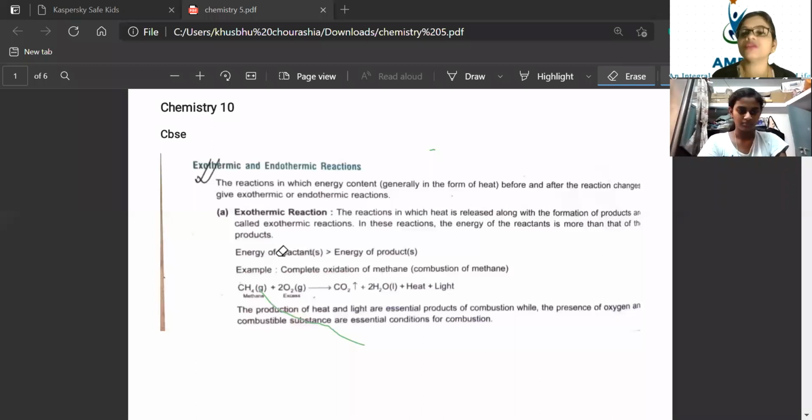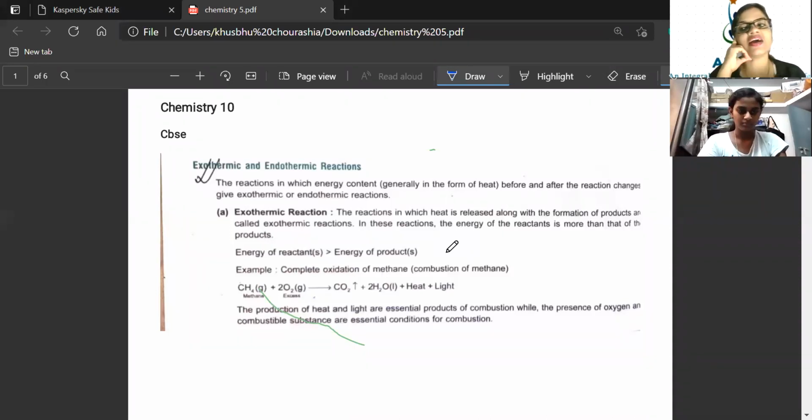Why? Because whatever energy the product was having, it is given for the release of heat. Fine. So look here, the energy of the reactant will always be higher compared to the energy of the product in an exothermic reaction. So two important points for exothermic reaction: heat is released, so heat will be highlighted on the product side.